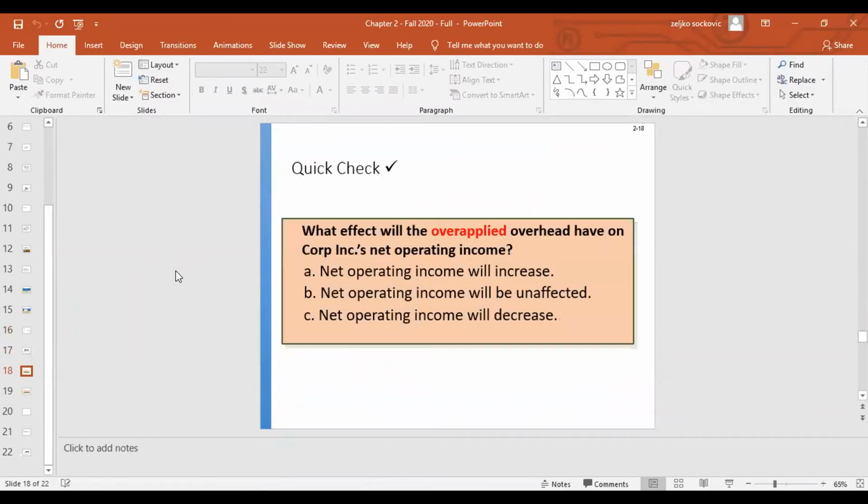What will be the effect of over applied? Well, the effect will be, of course, that net operating income will increase. Why? Because we would deduct cost from our cost of goods sold. So if we decrease cost of goods sold, that means our income will go up. Our cost is lower, right? In the opposite scenario, if it's under applied, then our income will decrease, right?